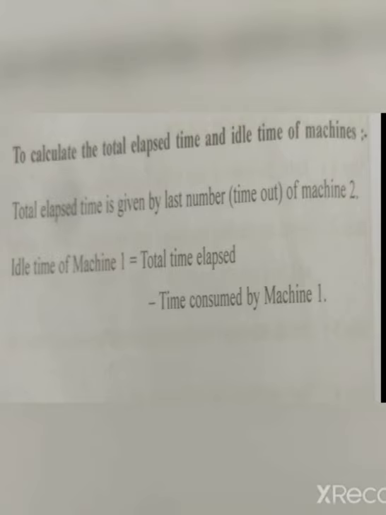So idle time for machine 1, that is the sleeping time of machine 1, is total elapsed time minus the time consumed by machine 1. So this will give the total idle time for machine 1. Similarly, we get idle time for machine 2.